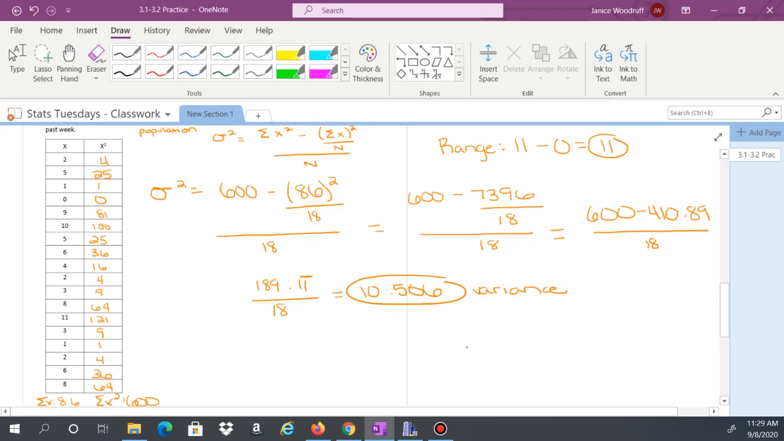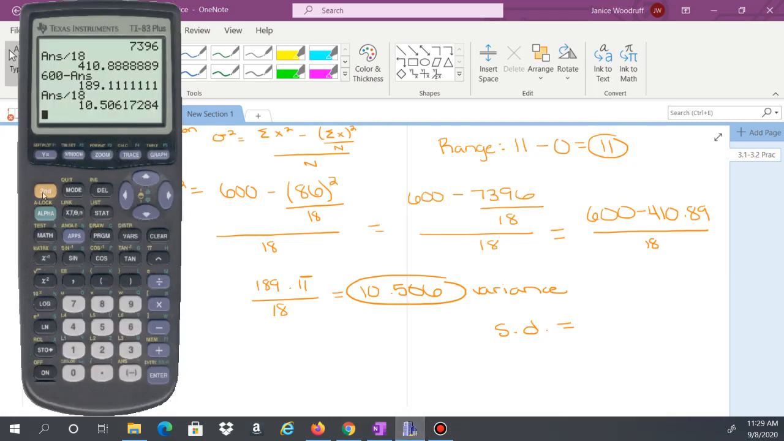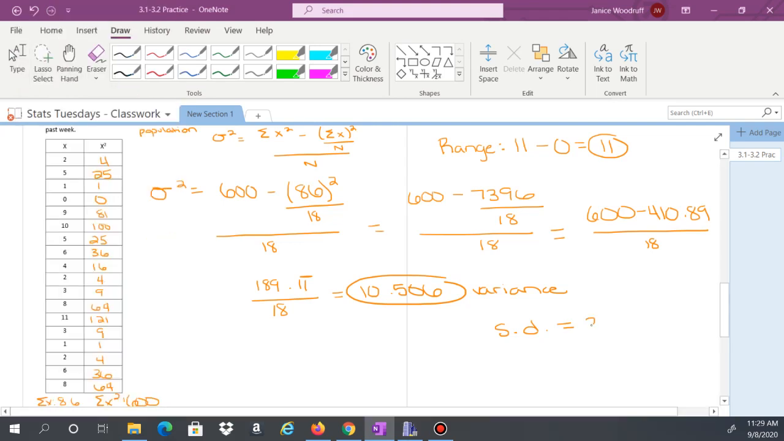And then for my standard deviation, I'm just going to take the square root of that. So square root of second answer, and that will give me 3.241. All right, so did we get that? Good. So let's check it in our calculator just to go over that.